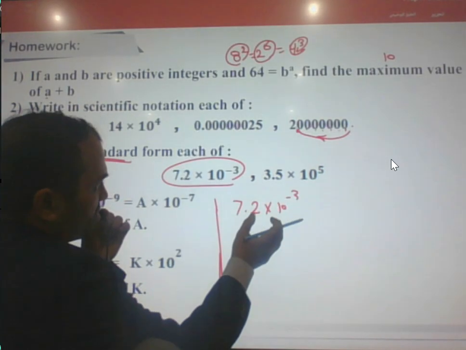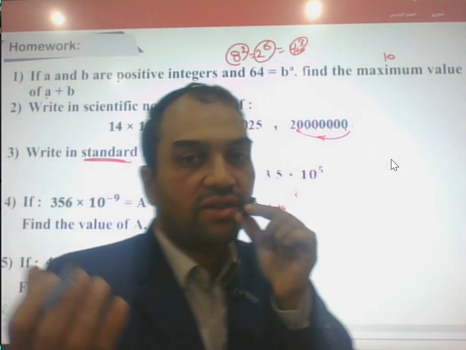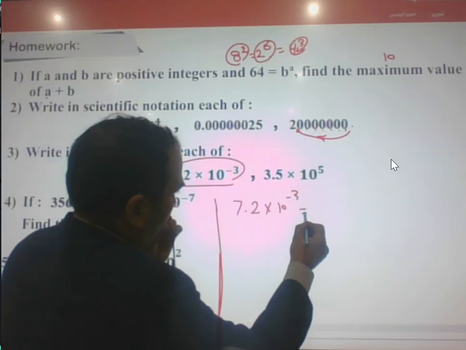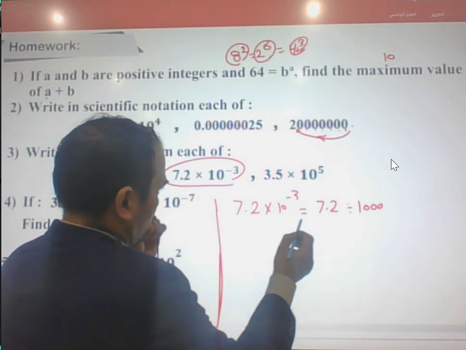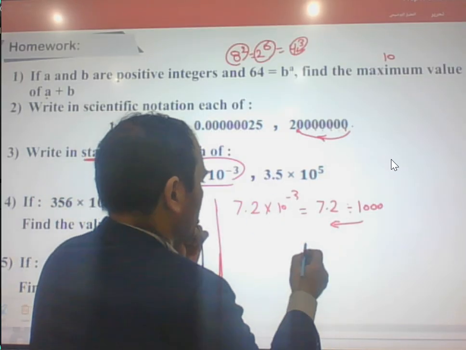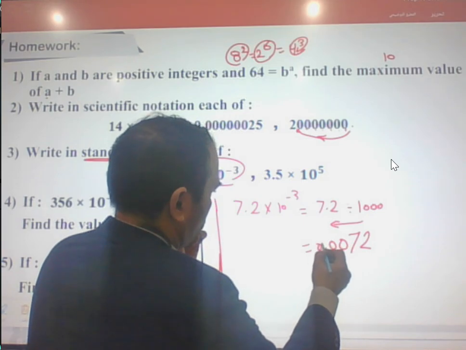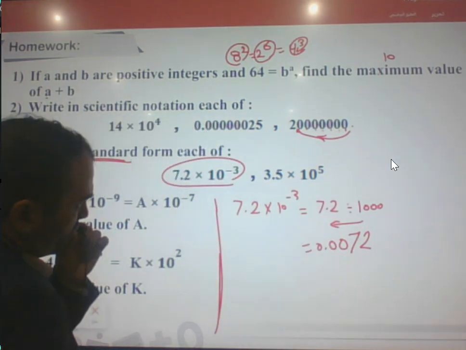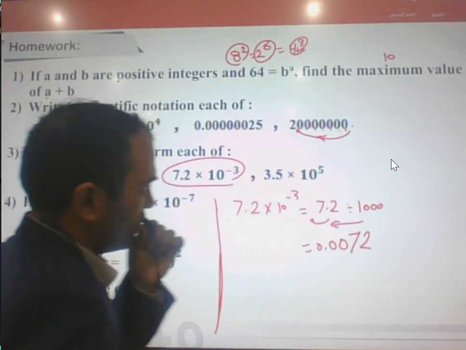What is its meaning? Who can tell me? Product 10 power negative 3 means divided by 1000. In this example, it will be 7.2 divided by 1000. Then divided by 1000, move the point left-hand side by 3 places. Then we can write 7, 2, and we put point, 0, 0, 0. Move the point here left-hand side by 3 places because we have 3 zeros.